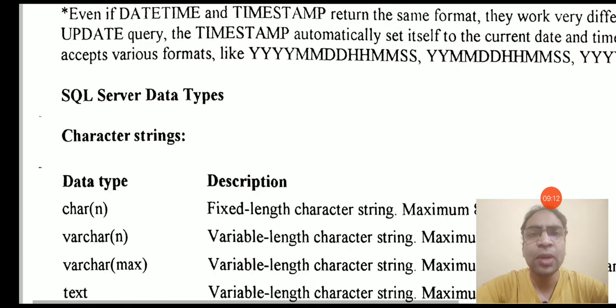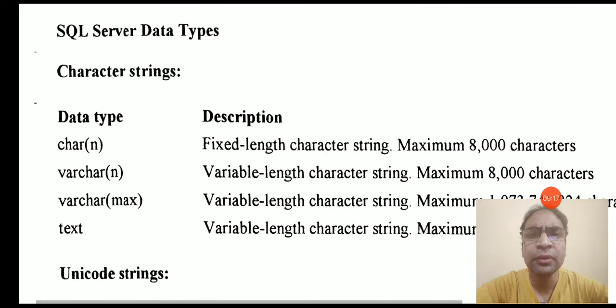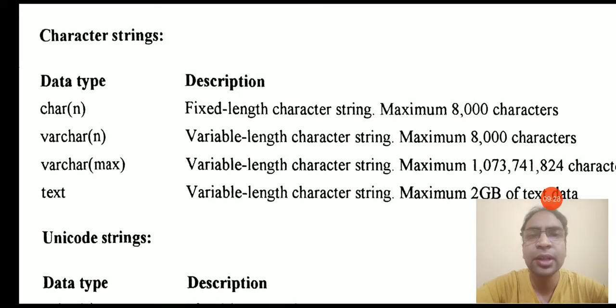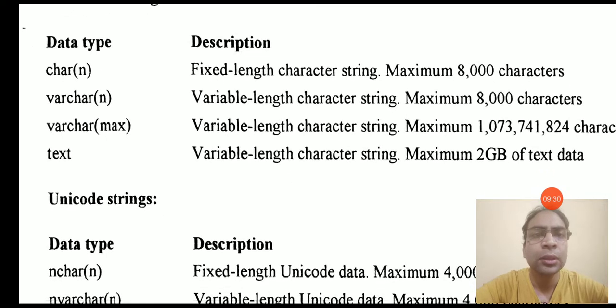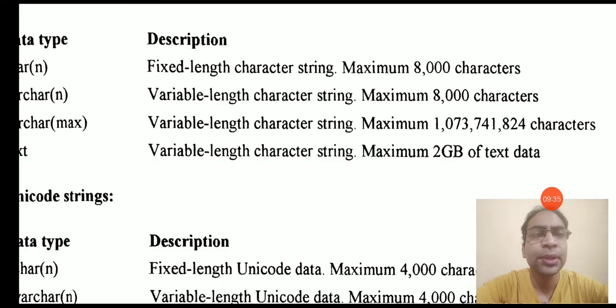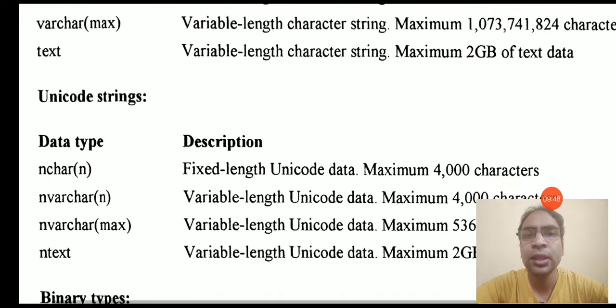Now let's talk about the SQL Server data types. Similar to MySQL, it has a char, fixed length with the maximum 8,000 characters. So this is the difference. With varchar, variable length character with the maximum 8,000 characters. Varchar max with variable length character with maximum 1073741824 characters, which is a very large value. Then we have text, that can store maximum of 2 GB sized data. So 2 GB is large enough.